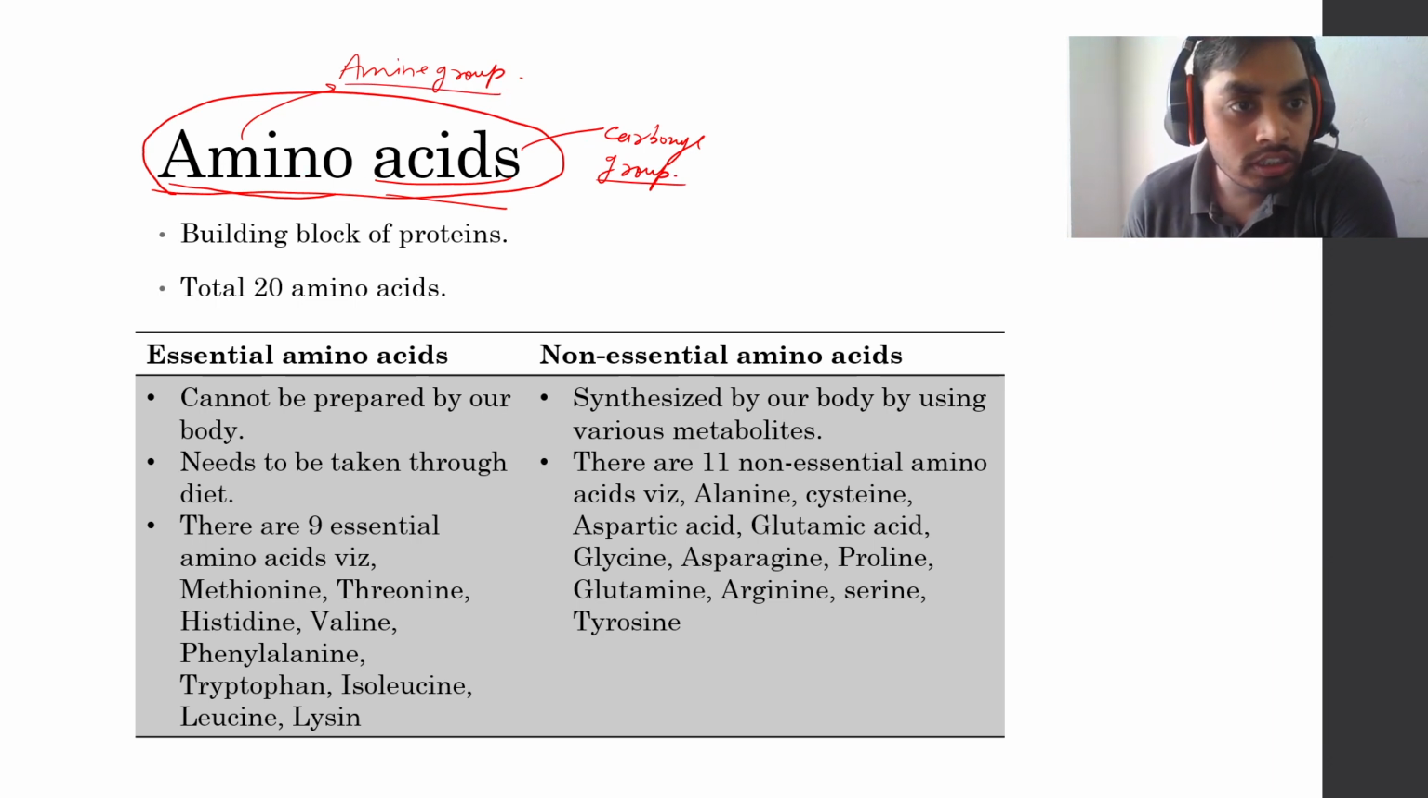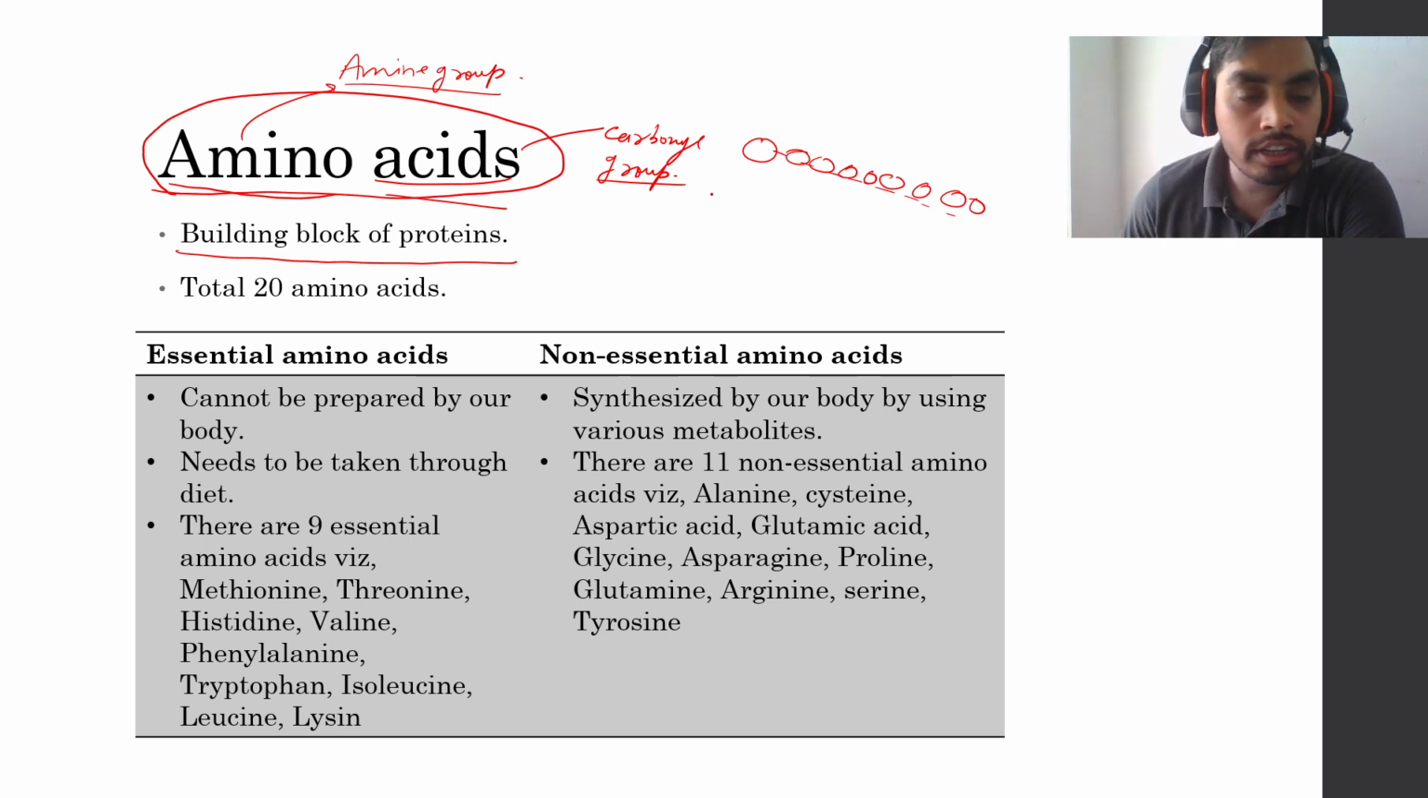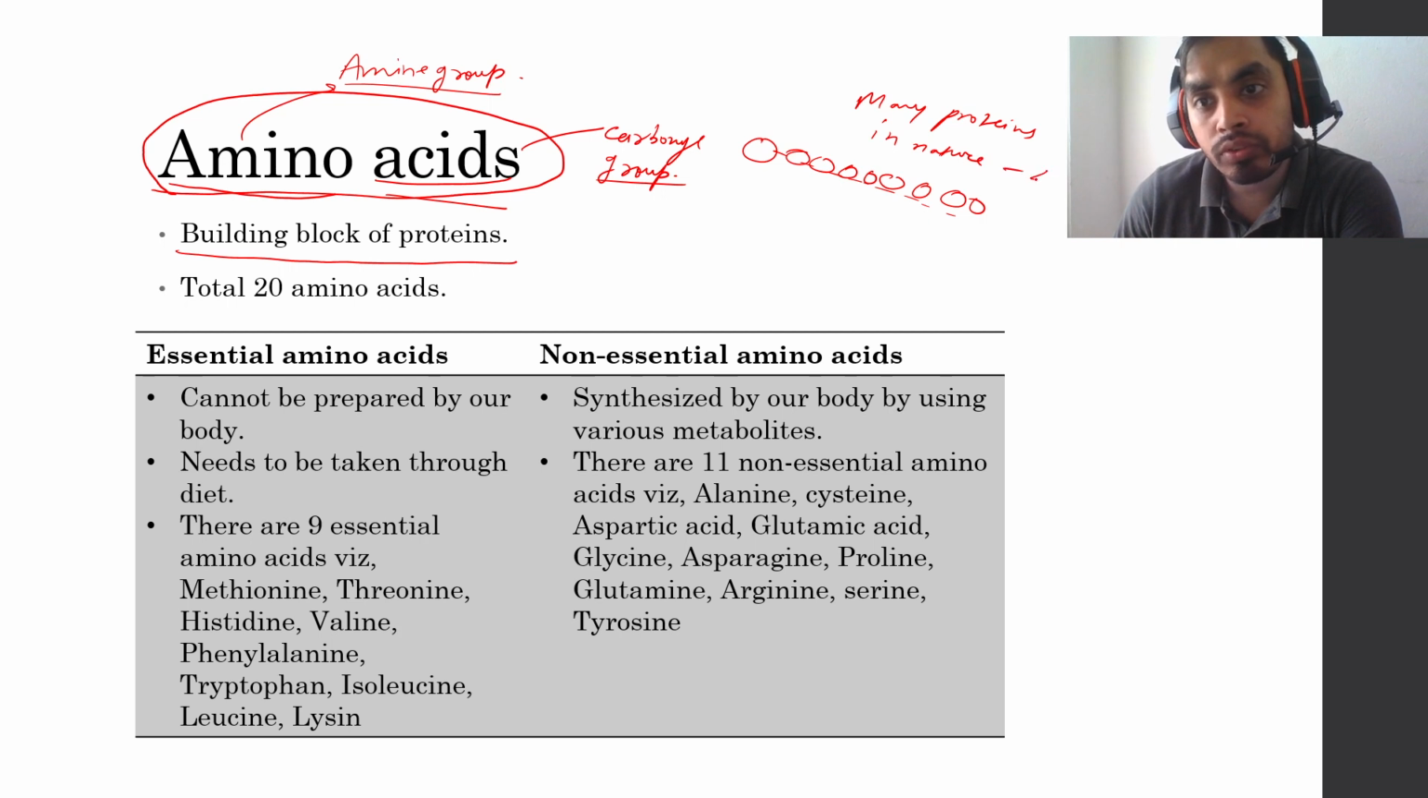First, let's take a brief background of amino acids. Amino acids are the building blocks of proteins. They are chained together, linked to each other to form proteins. There are many proteins in nature, approximately 400 to 500, but they are present in nature.